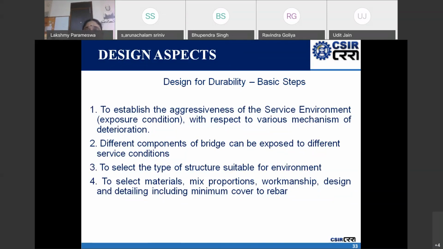So for the design of durability, the basic steps are to establish the aggressiveness of the service environment with respect to the mechanism of deterioration. Different components of the bridge will have different service conditions. That is another important aspect. Select the suitable structure, again with respect to the aggressiveness, whether we have to go for a steel box or we have to go for a concrete box. So all such things become important. Select material, mix proportion, workmanship, design and detailing, and include minimum cover to the rebar.